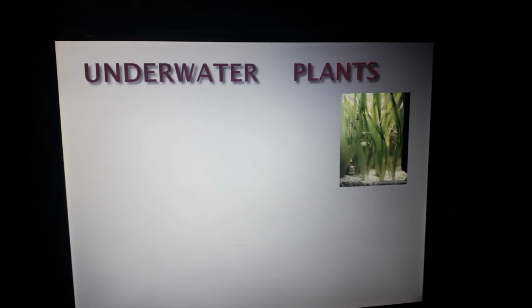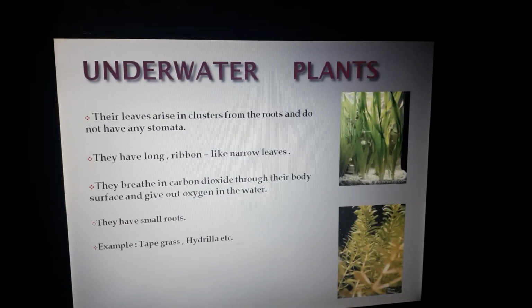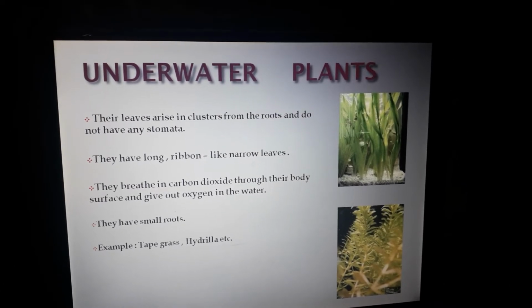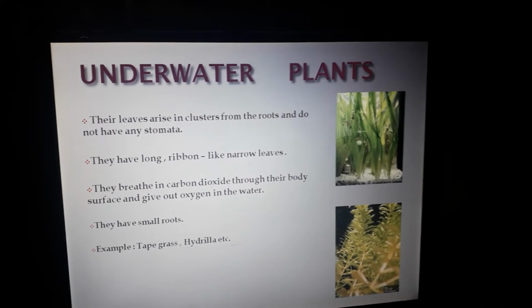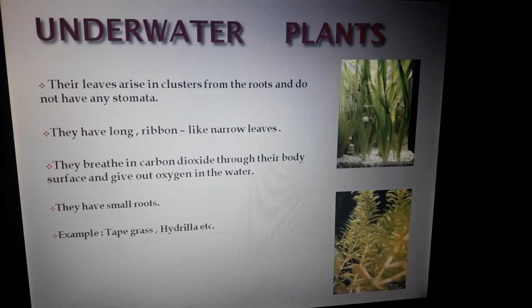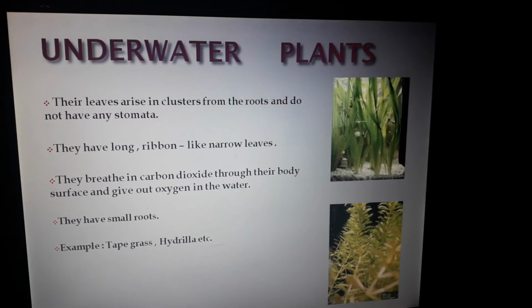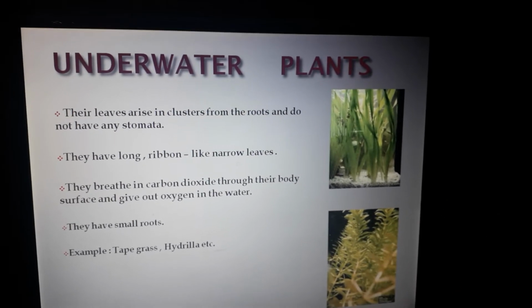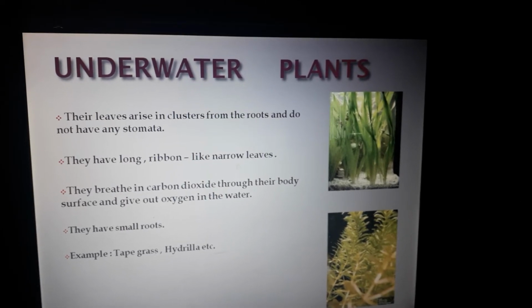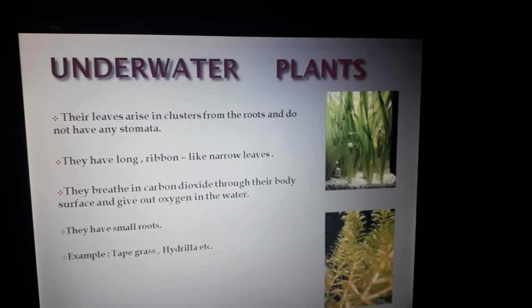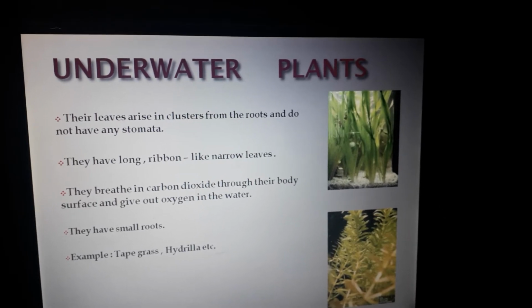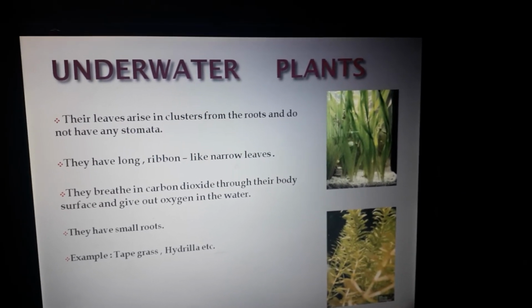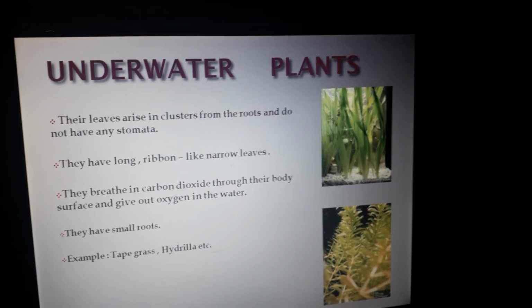So let's read out the adaptations of underwater plants. Their leaves arise in clusters. Clusters means groups. You can see in the picture that leaves of these plants are growing in the form of clusters and they do not have any stomata. They have long ribbon like narrow leaves. They take in carbon dioxide through their body surface and give out oxygen into the water. They have small roots and examples of such plants are tape grass and hydrilla.